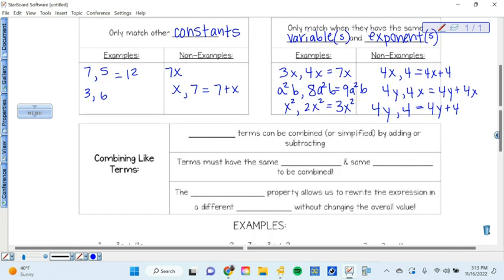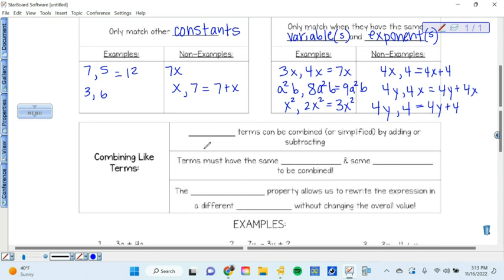So when we combine like terms, what we're doing is we're taking like terms and we're adding or subtracting them. And kind of the key thing to remember, actually, I'll get to that in a second. So we're either adding or subtracting. And again, terms must have the same variable or variables and the same exponent or exponents to be combined.